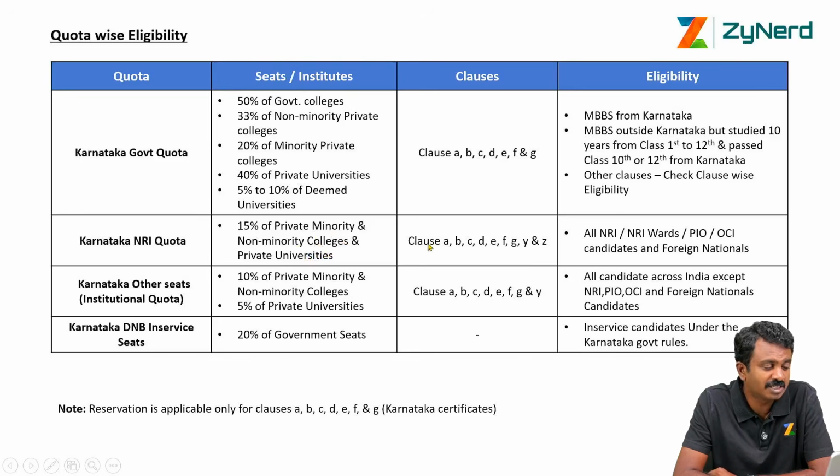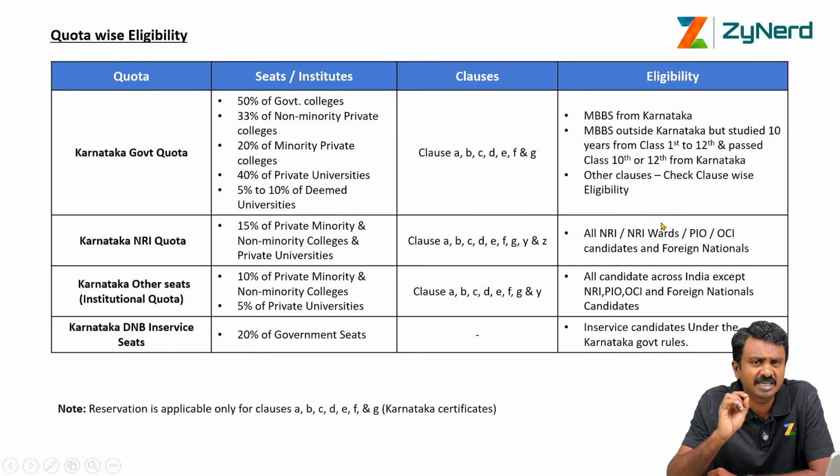NRI quota, who is eligible for all classes? Everybody is eligible for NRI quota, provided you are NRI or OCI, PIO or foreign nationals. NRI, PIO, OCI, foreign nationals will be applying under clause Z. Even if you belong to any of these, A, B, C, D, E, F, G, Y, even then you are eligible, but you should be sponsored by an NRI ward.